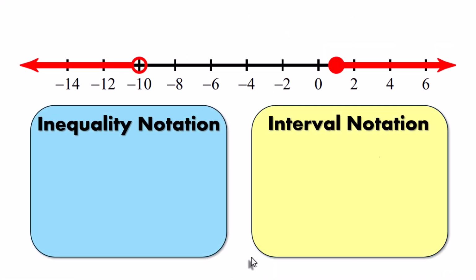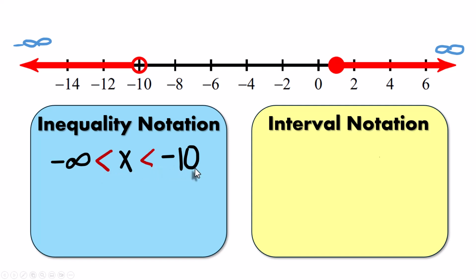Okay, now when you have a situation like this, things get a little bit more confusing because you actually have to make 2 statements here. First off, these arrows going in both directions mean you're heading off to -infinity and positive infinity. On this side, you're starting with the -10 but not including it, open circle, and going in this direction forever. You also cannot include the -infinity. You can't land on infinity. So in our inequality notation, we would say that negative infinity is less than x and x is less than negative 10.